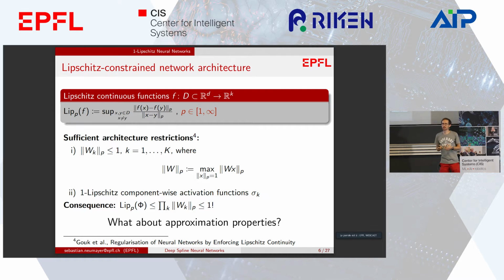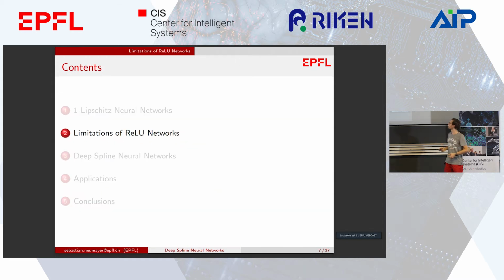But the question now is, we are in a restricted setting, so we no longer have all 1-Lipschitz networks. What can we say about the approximation properties of this set? Have we lost a lot by making these restrictions or not? This is what I want to cover in this talk.